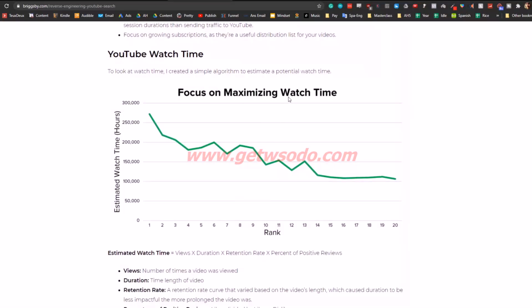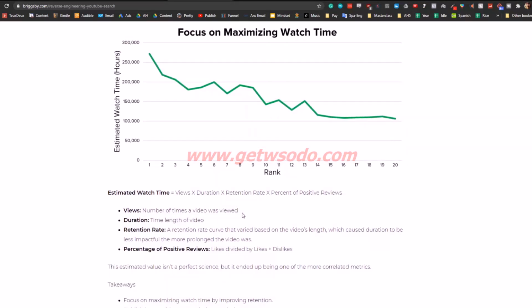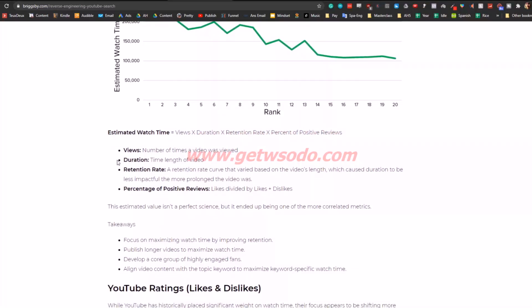Focus on maximizing watch time. Obviously, we know this, that the more watch time, the more YouTube is going to recommend your video. Now, watch time is actually more important than views. So you can see that estimated watch time is views times duration, times retention rate, times percentage of positive reviews.